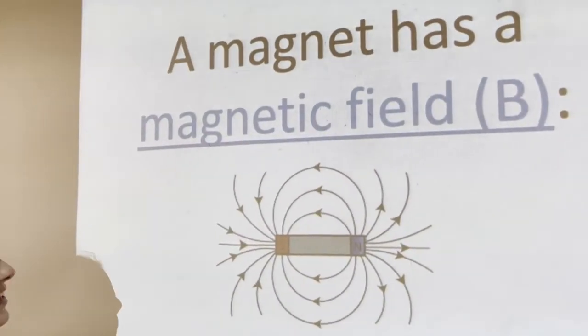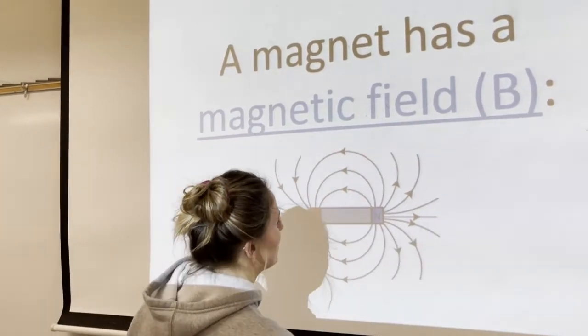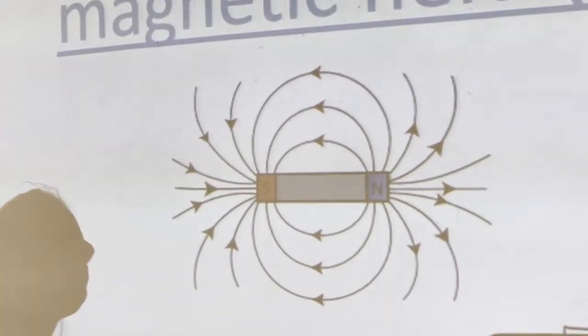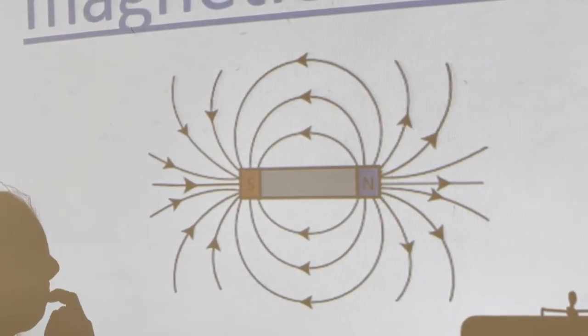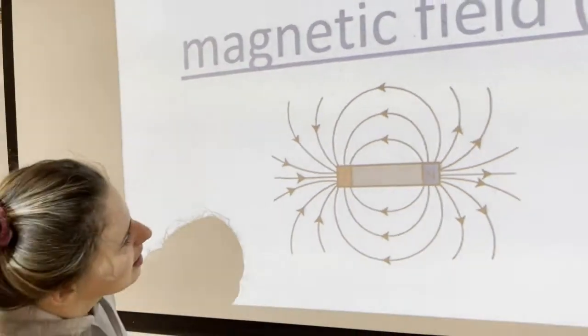A magnet has a magnetic field, symbolized by the letter B. Here is an example. This looks like that pattern that you drew in your notes yesterday, right? Yeah, except something has been added to it, and we'll talk about that more in a minute.